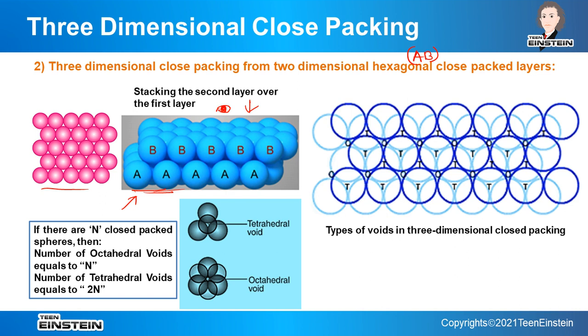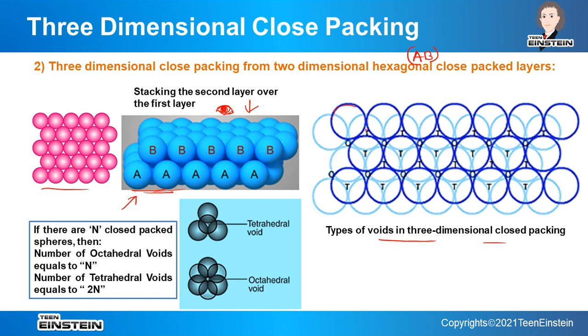If this is our eye position, now we will see this type of arrangement. So here the deep blue colored circles are for the layer which is towards us, and the light blue colored circles are away from us. So when it is placed in this way, that is in a staggered manner, we will get two types of void in three-dimensional close packing.